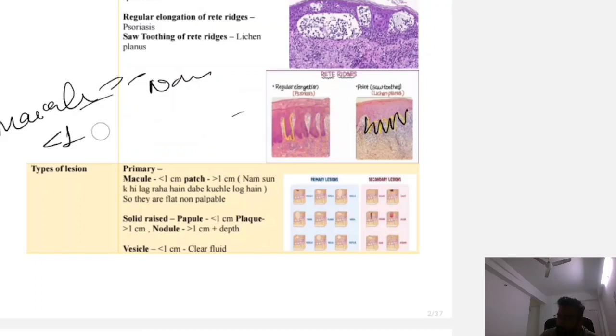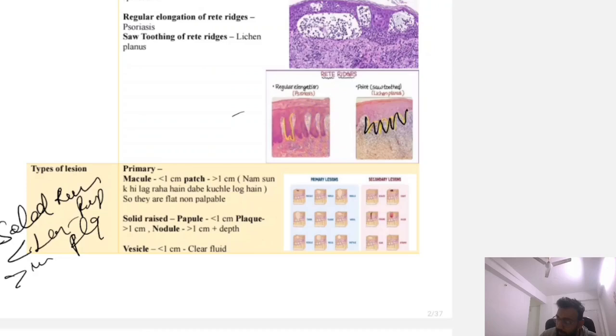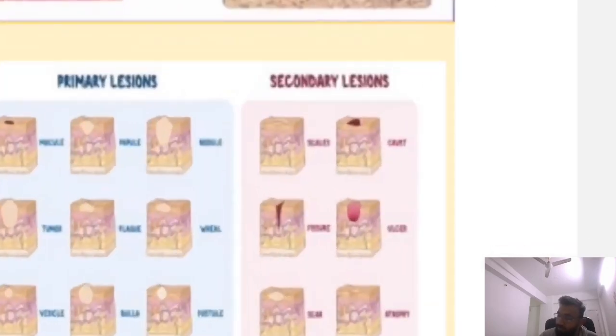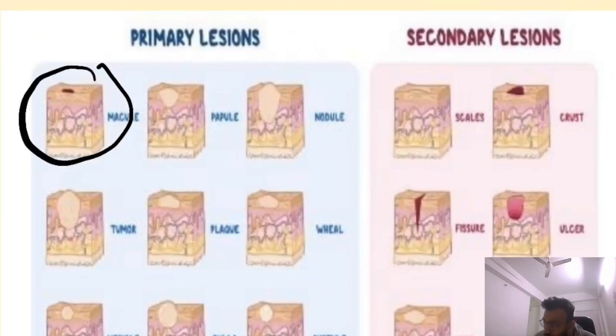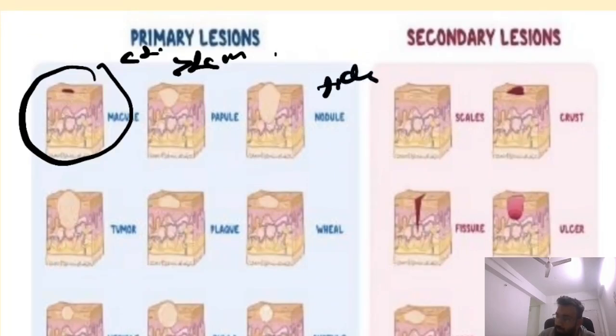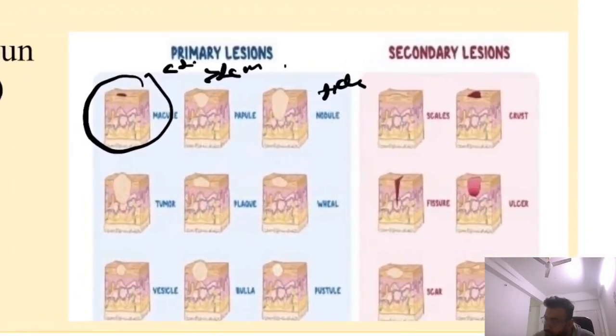Okay. Now we have solid raised lesions. If it is a solid raised lesion less than 1 centimeter, it is papule. Greater than 1 centimeter, it is plaque. If you can see these, this is macule, non-palpable and less than 1 centimeter. This one is greater than 1 centimeter. And you can see this nodule, greater than 1 centimeter, plus depth is present.